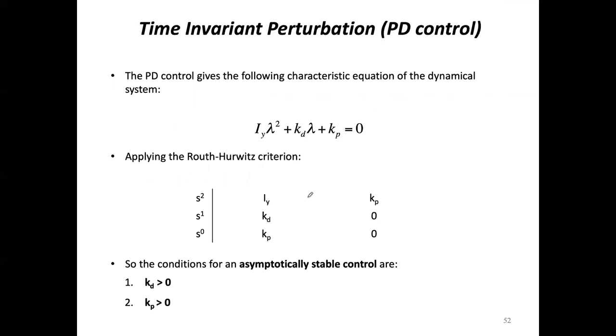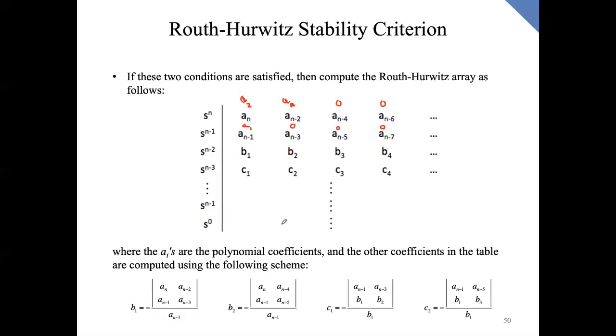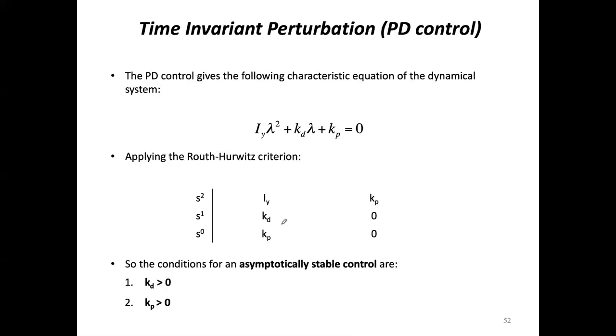So if we use the characteristic equation that we have here, the first row is pretty simple because, as I said, it is A2 and A0, so it will be IY and KP. The second will be KD and 0. If you do the determinant of this one, it will be equal to minus KD KP divided by minus KD. So the third row is equal to KP. If you want to compute this table in detail, you should use this scheme here. The first column is what is important. All those elements should be positive.